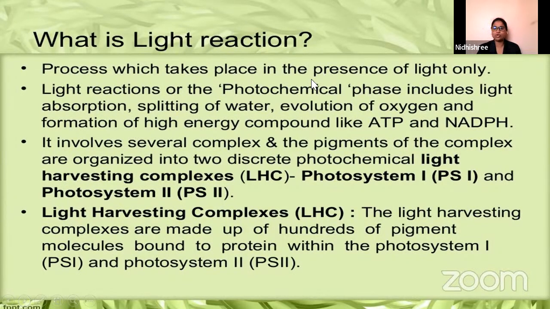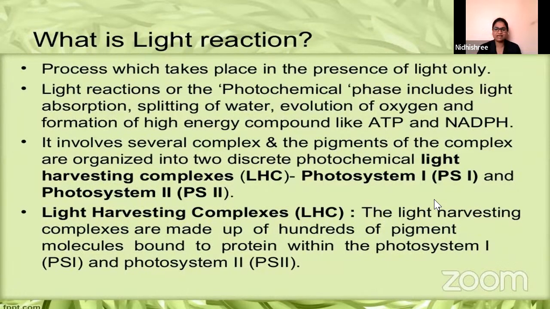Light reactions, also called the photochemical phase, include absorption of sunlight, splitting of water, evolution of oxygen, that is, release of oxygen, and formation of high energy compounds like ATP and NADPH. It involves several complex pigments which are organized into two distinct photochemical light harvesting complexes, LHC, that is, light harvesting complexes.